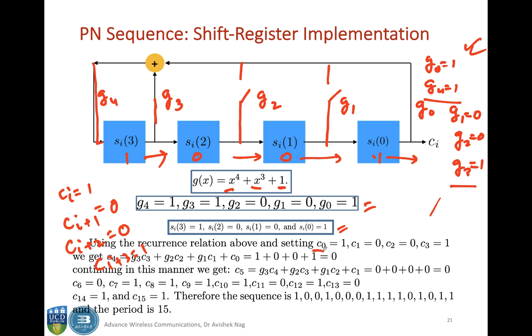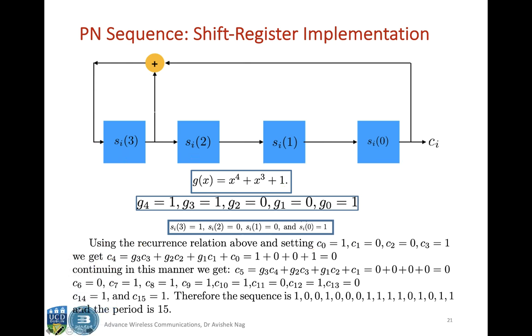Let's say I is 0. So C0 is 1, as I said, C1 is 0, C2 is 0, and C3 is 1. So let's assume that I is the general notation, and the initial stage is I equal to 0. So C0 is 1, C1 is 0, C2 is 0, and C3 is 1. And then from C4 onwards, you can use the recurrence relation. For this particular case, the recurrence relation is G3 C3 plus G2 C2 plus G1 C1 plus C0. And all these additions are modulo 2 additions.